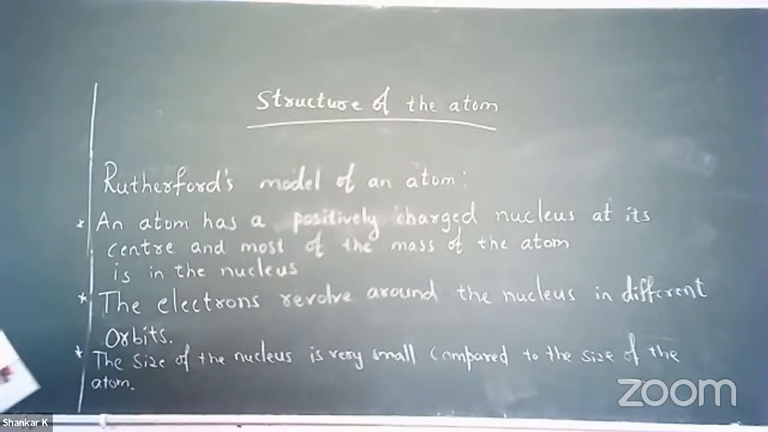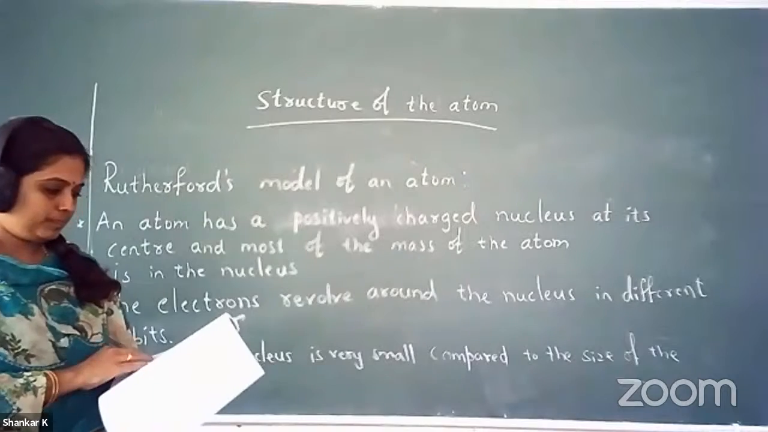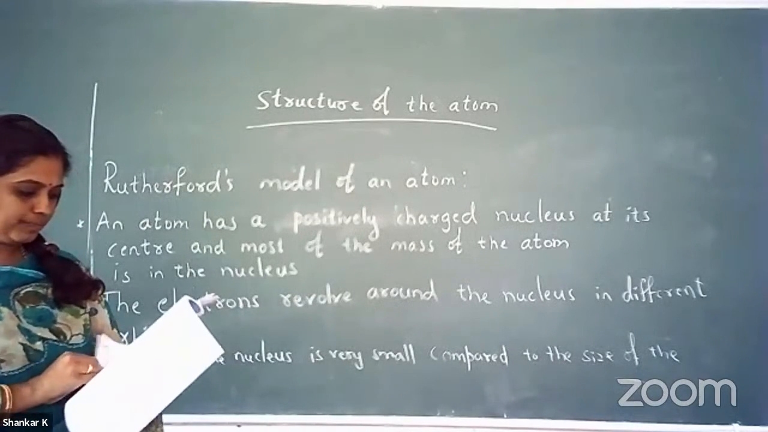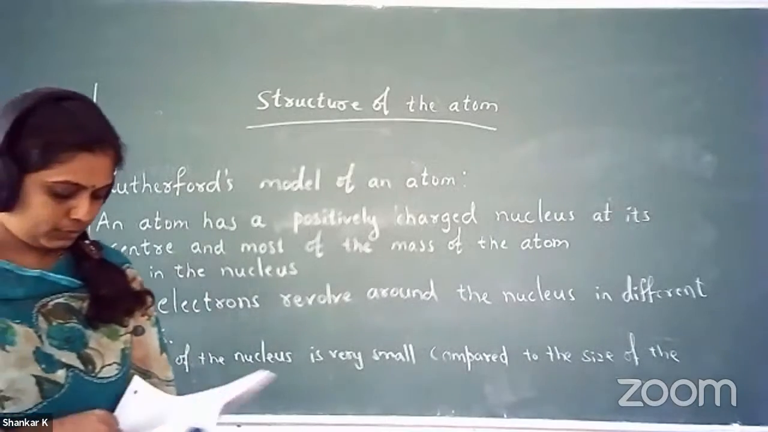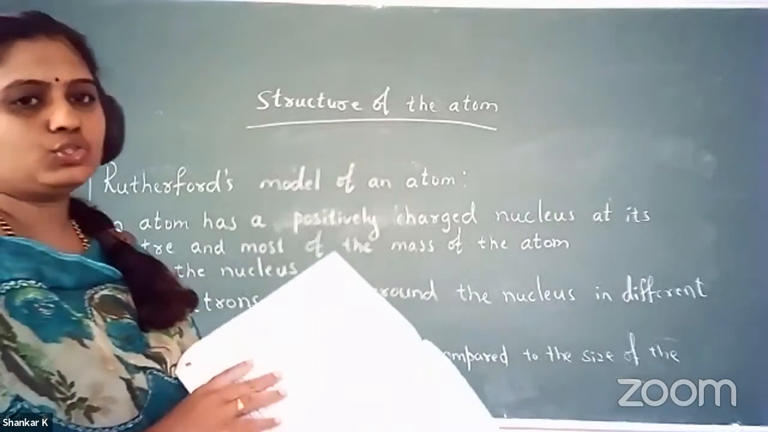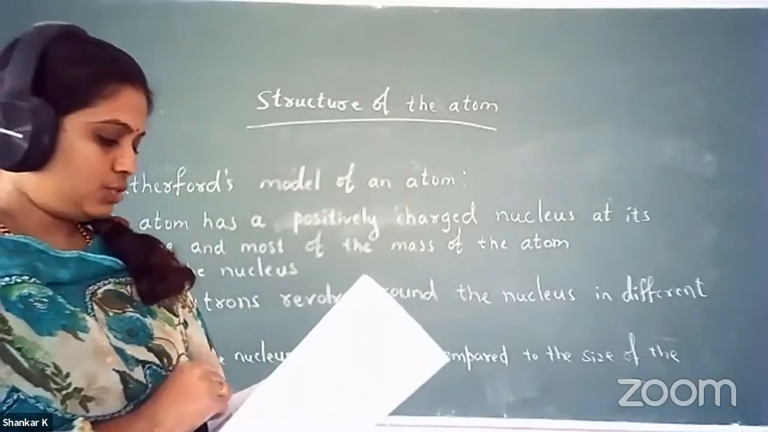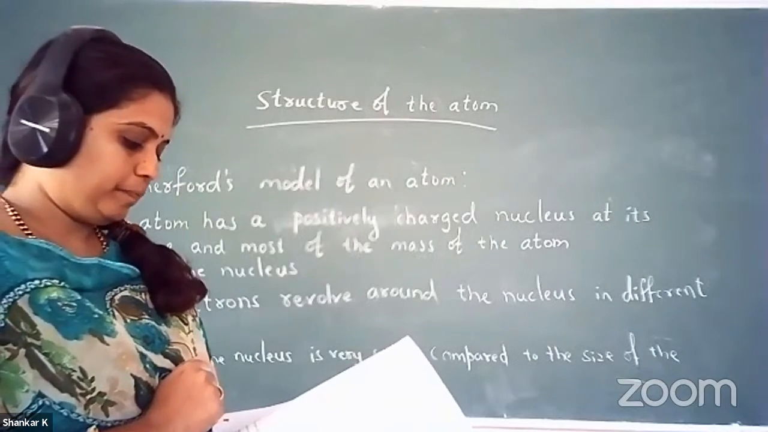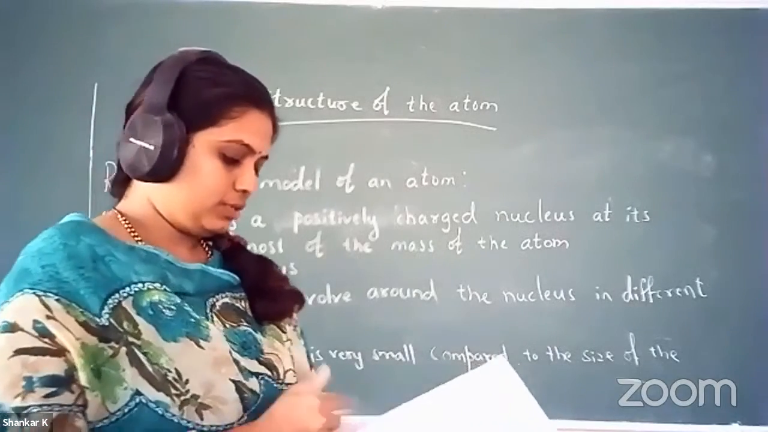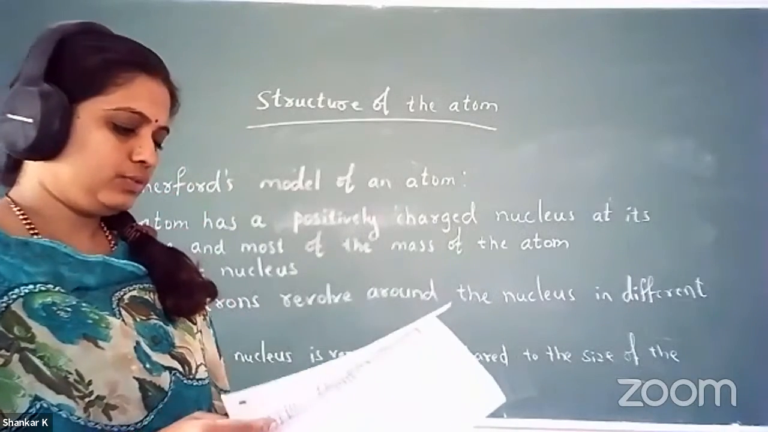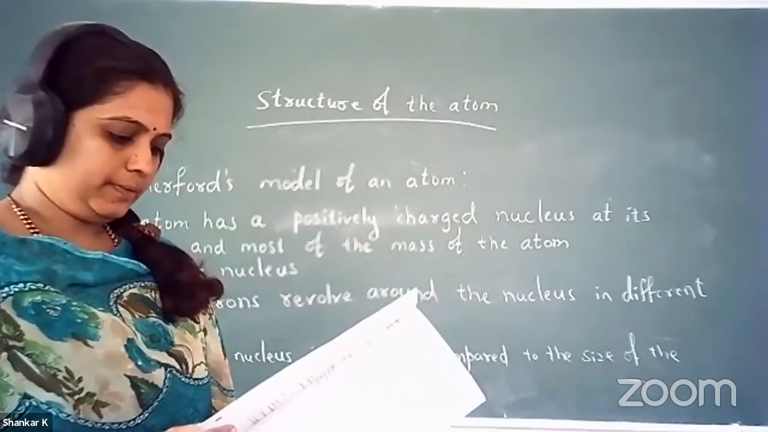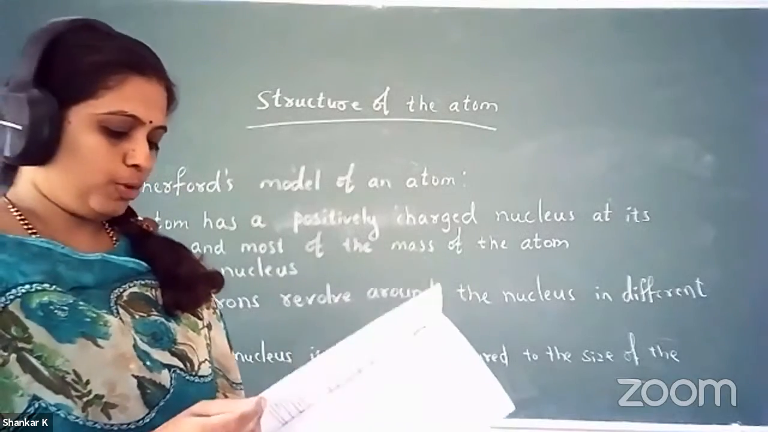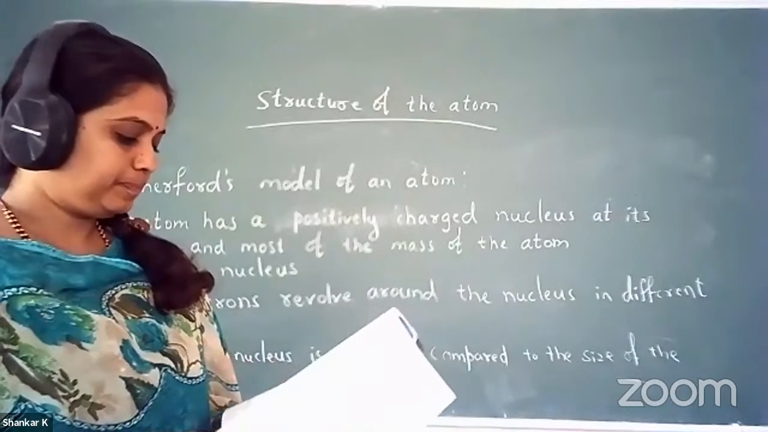How many questions are there in the last lesson? Total 11 questions are there. Some of the questions are given for the students to try. What is the mass of 1 mole of nitrogen atom, 4 moles of aluminum atom? Some are easy only. You just practice that. Some problems are there, I will tell you.